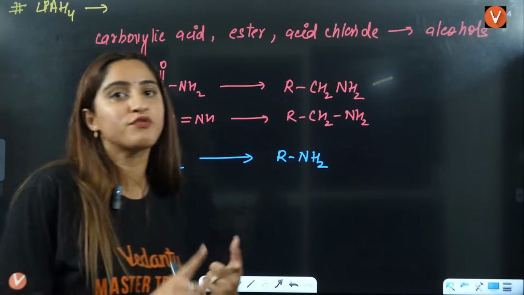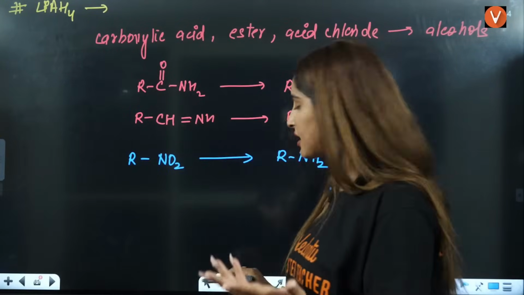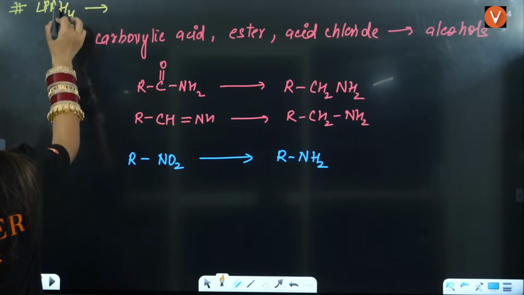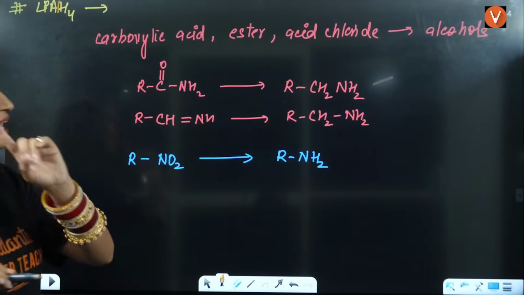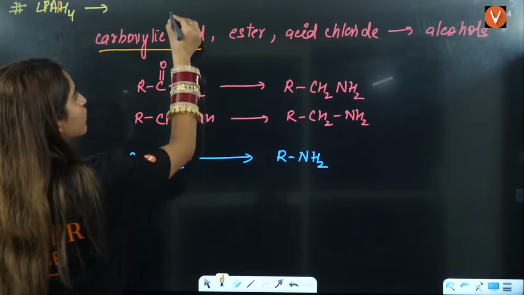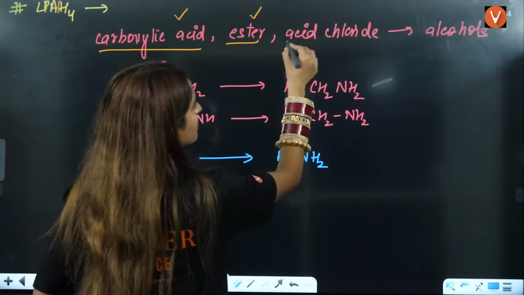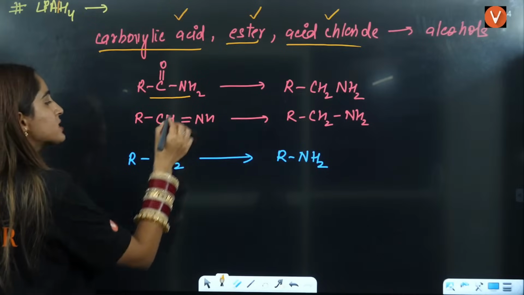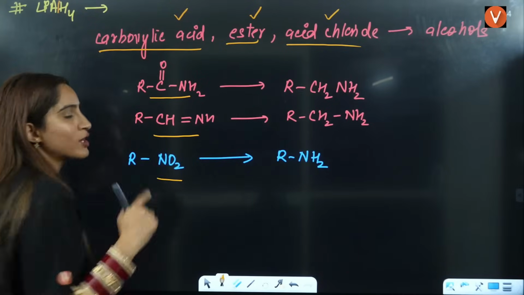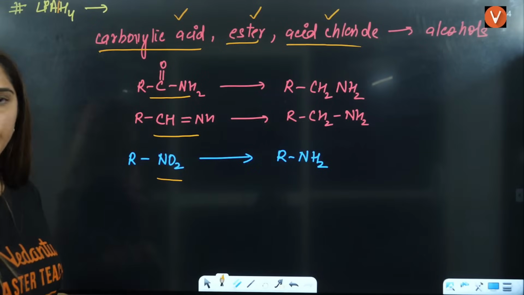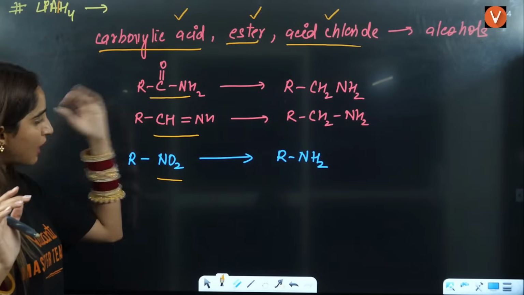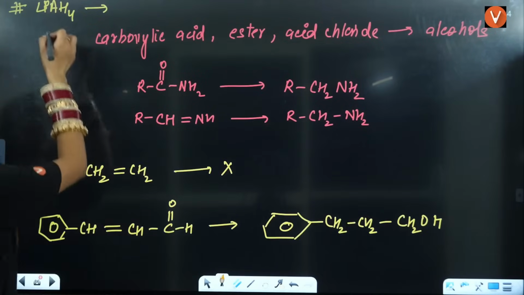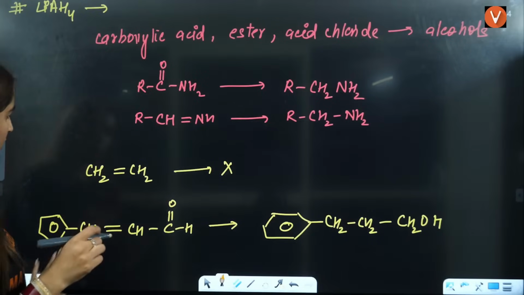Next is the difference of some reducing agents. We just did oxidizing agents, so now we are going to do reducing agents. Reducing agents like LiAlH4. Okay, so LiAlH4 is very important. It can reduce carboxylic acid, ester, and acid chloride to alcohols. It can reduce amides or NO2 to the corresponding amines.